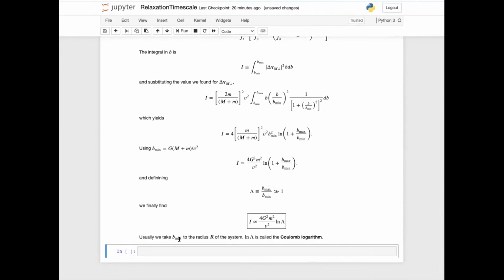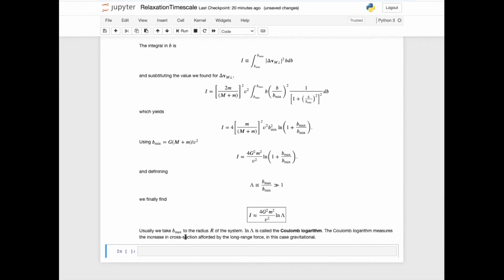Now we usually take b max to be the radius R of the system. Log lambda is called the Coulomb logarithm. The Coulomb logarithm measures the increase in cross-section that is afforded by the long-range force. If you did not have a long-range force, if you only had contact, your integral in impact parameter would be simply the geometrical cross-section of the system.